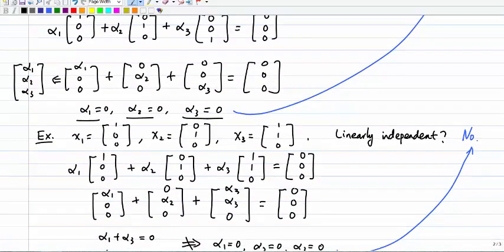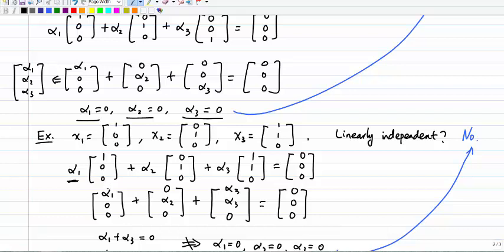Let's say x1 is 1, 0, 1, x2 is 0, 1, 1, x3 is 1, 1, 0. Are they linearly independent? We can use the same approach. Assume we have alpha 1, alpha 2, alpha 3, so we multiply each vector by its corresponding scalar alpha i. So alpha 1 times x1 plus alpha 2 times x2 plus alpha 3 times x3 equals 0, 0, 0. Then we multiply each entry of each vector by its scalar.